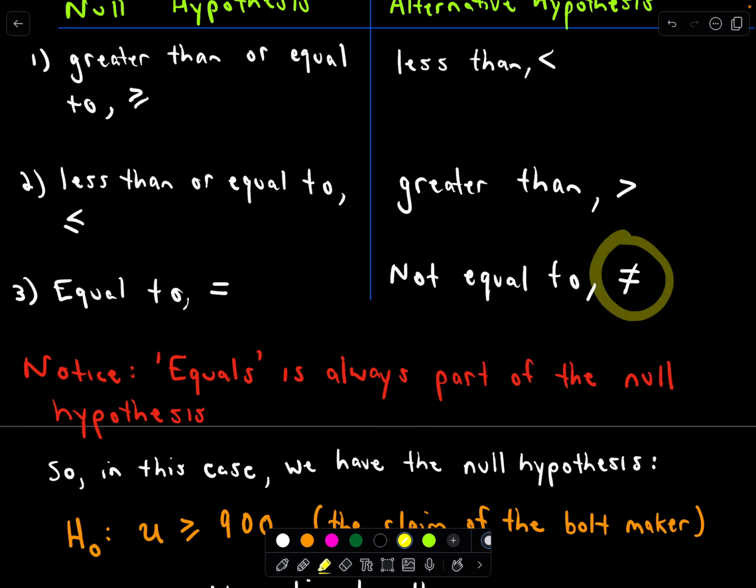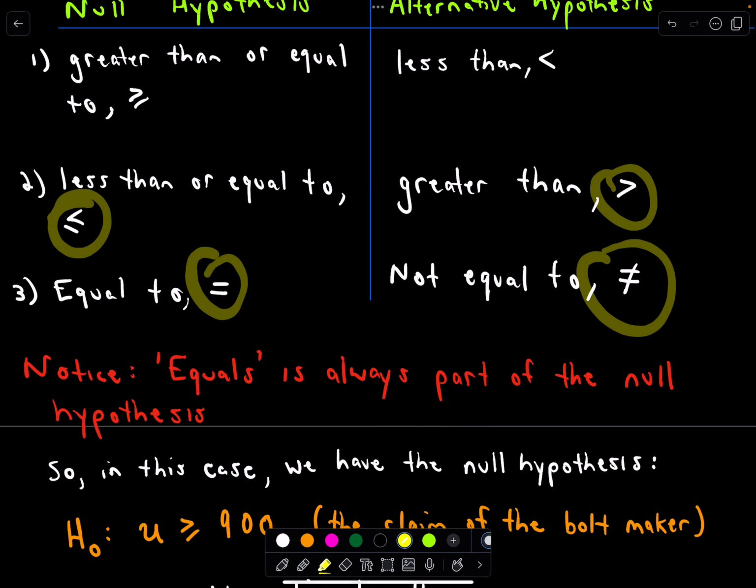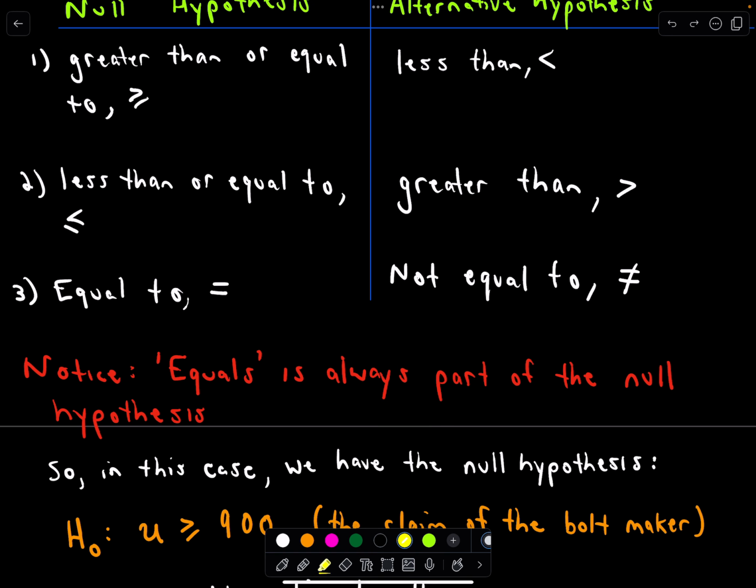One of 2 things happens. It's either equal to or not. It's either less than or equal to or greater, or it's greater than or equal to or less than. It sort of splits everything up completely. A little remark here that's important. We've got this equal to, less than or equal to, greater than or equal to. That equal to part of the statement is always part of the null hypothesis. So do keep that in mind. You want the equal sign to be incorporated into the null hypothesis.